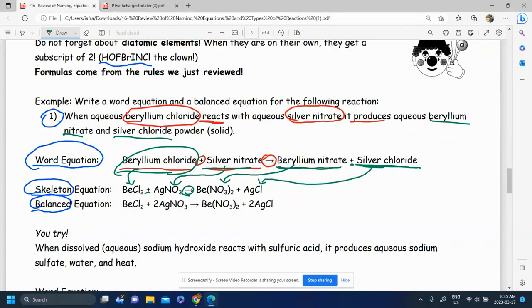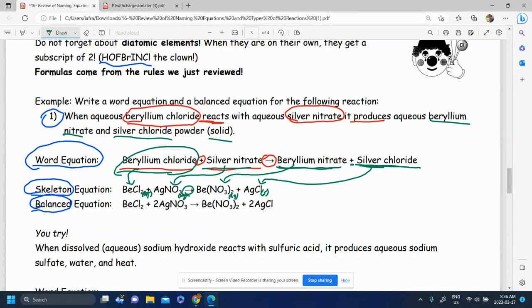And because in the description we told you the states, you could put the states in as well. So aqueous for beryllium chloride, silver nitrate was also aqueous, that's a solution. You can put AQ. Beryllium nitrate, also aqueous. You can put AQ next to it. And I'm going to write this out in a better format later on, but just showing you the idea. And then for silver chloride, it's a solid, so you can put solid next to it over here. So that's called the skeleton equation. That's called the skeleton equation because it's not balanced.